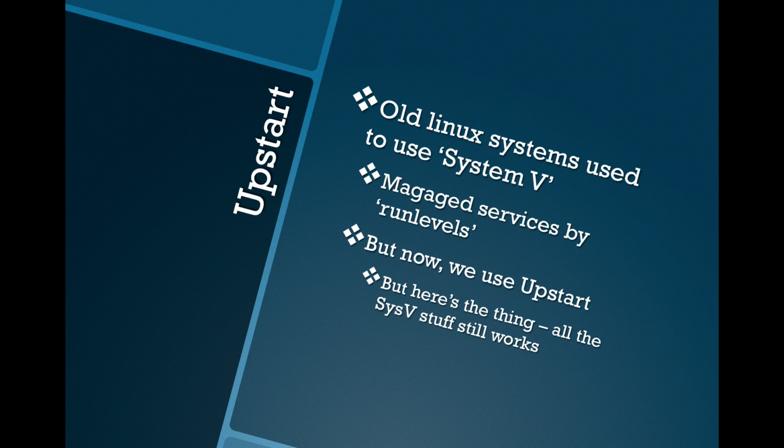So again, in the old days, all of this was managed by System V. The way that all this worked is with Runlevels, and we'll talk about what Runlevels are in just a little bit. I'll show you some of this, but not quite yet. Runlevels are what System V uses to handle starting and stopping and really the management of the services. However, today we are moving all Linux systems over to Upstart.